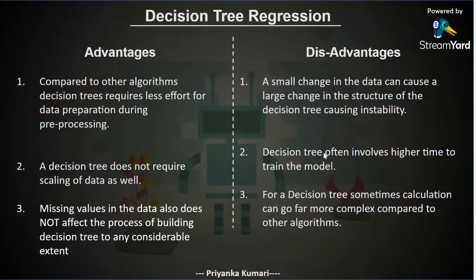Then, the decision tree often involves a higher time to train the model. As we have seen in the decision tree flowchart, there are multiple internal nodes and multiple cases before we reach the final leaf node, so the time required for that calculation will also be much. It can take a higher time to train the model, which is the second disadvantage. The third disadvantage of using the decision tree algorithm in our ML model is that it can sometimes cause calculations to become far more complex. The complexity increases as compared to other algorithms such as linear regression or polynomial regression. This is the other disadvantage of the decision tree.